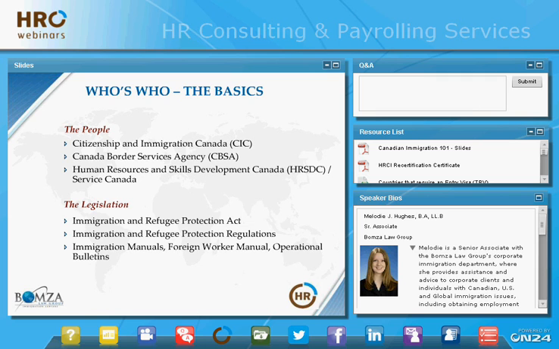Canada Border Services Agency, or as we like to refer to as CBSA, that's the body that's responsible for enforcing the law that CIC makes. It's the CBSA officer that you find at airports and land border crossings. They're the ones who will determine if you're eligible to enter the country.